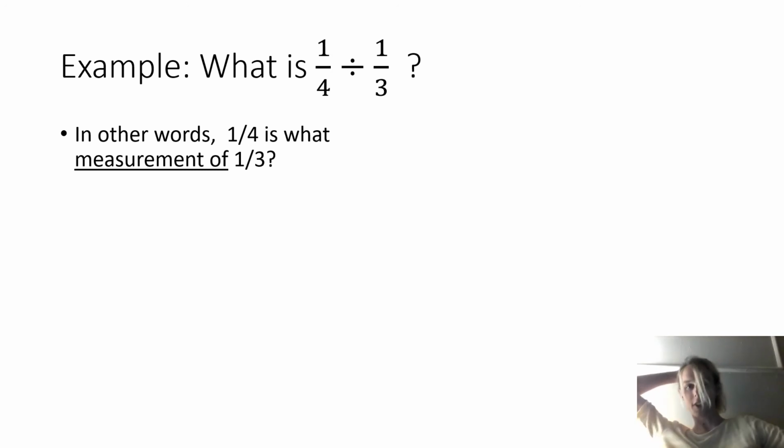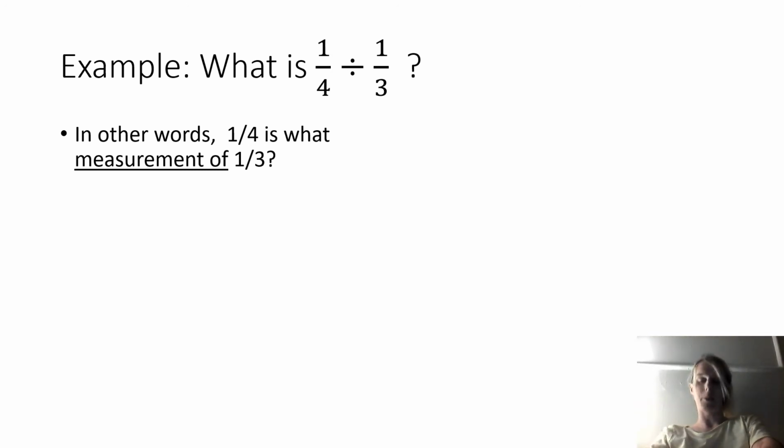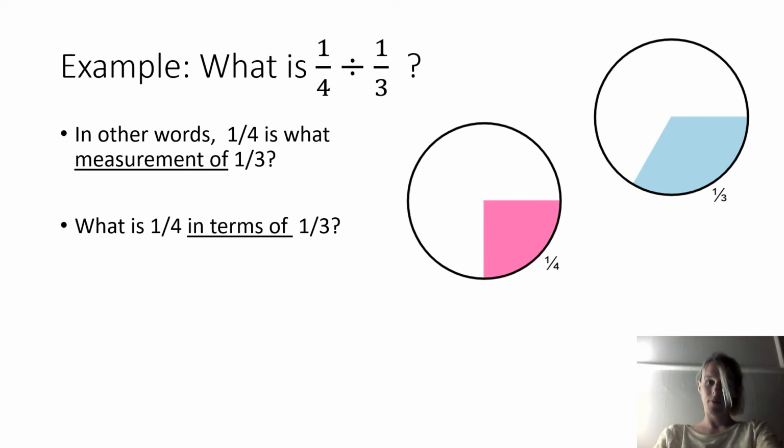Actually, we kind of figured it out together. Here's another explanation. We'll do an explanation from scratch. What is 1/3 divided by 1/4? And as we said, what this computation is answering is 1/3 is what measurement of 1/4? 1/3 is what multiple of 1/4? Or also another way of thinking about it, what is 1/3 in terms of 1/4?